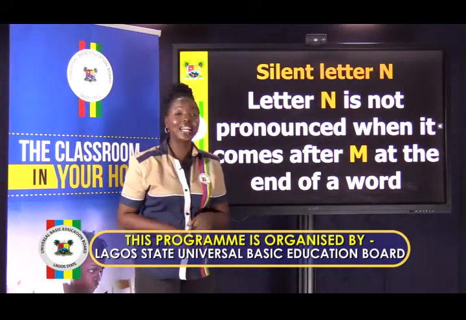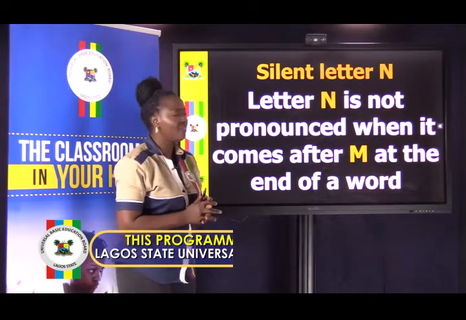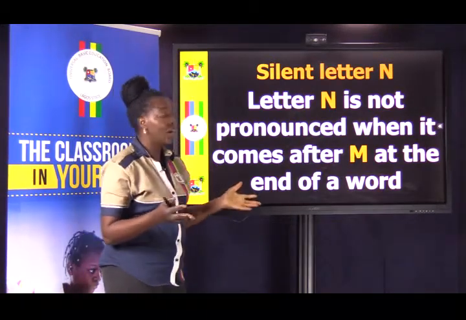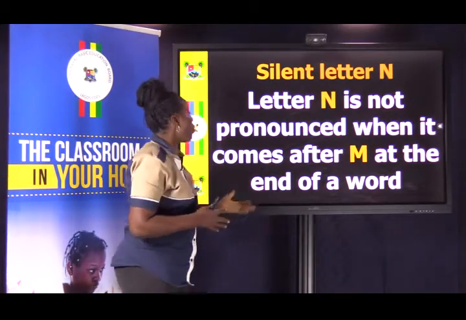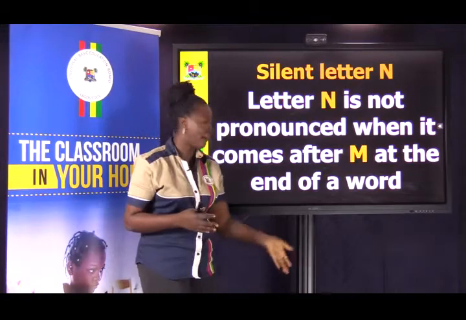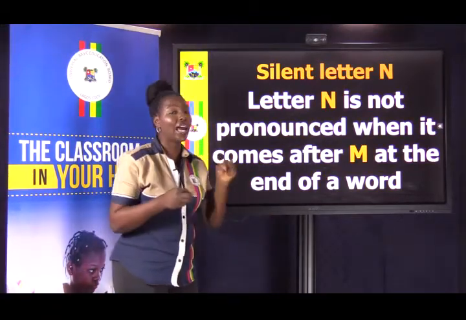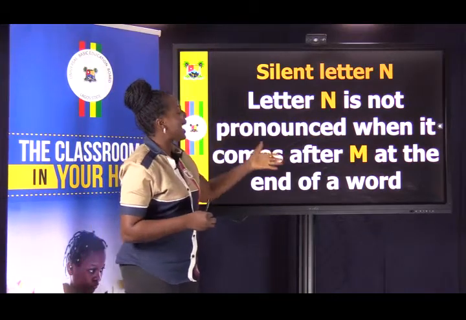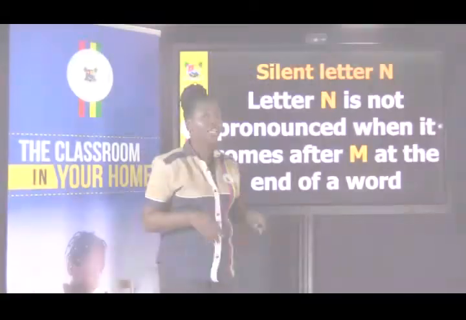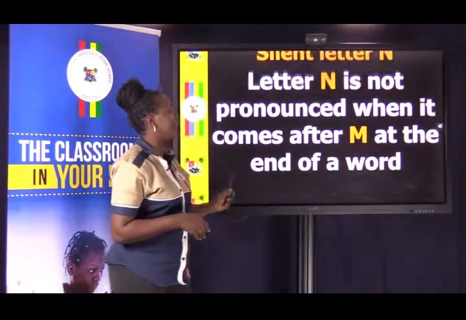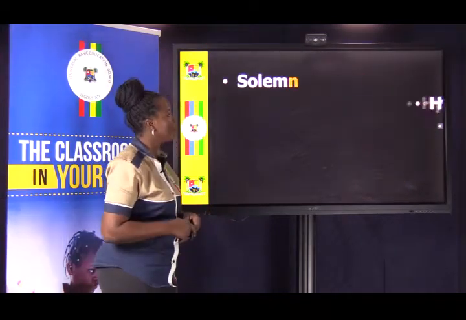Now to silent letter N. Where letter N is not pronounced, it is usually when it comes after letter M at the end of a word. That is the exception. At the end of a word, when you have letter N coming just right after letter M, it is what, children? It is silent. Let's look at a few examples. I'm sure it will make sense when we do so.